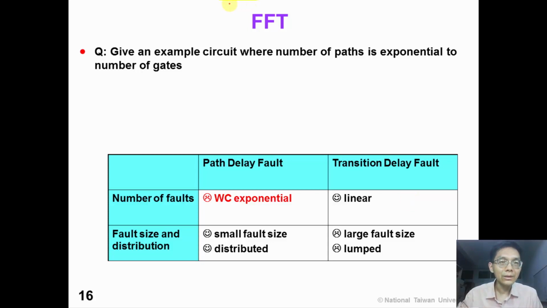Finally, before we end this video, please think about one question. We said that the number of paths is worst-case exponential to the number of gates in the circuit. Please give me an example where the number of paths is exponential to the number of gates. So what kind of circuit can cause us problems?